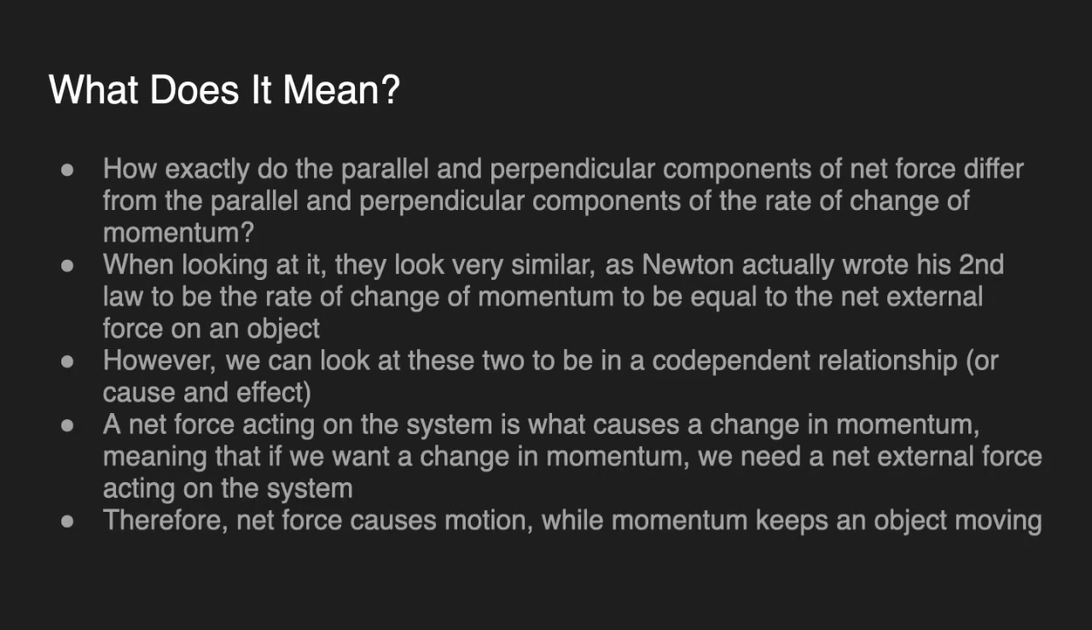How exactly do the parallel and perpendicular components of net force differ from the parallel and perpendicular components of the rate of change of momentum? When looking at it, they look very similar, as Newton actually wrote his second law to be the rate of change of momentum is equal to the net external force on an object. However, we can look at these two to be in a codependent relationship, or cause and effect. A net force acting on a system is what causes the change in momentum, meaning that if we want to change momentum, we will need a net external force acting on the system. Therefore, net force is what causes the motion, while momentum is what keeps the object moving.